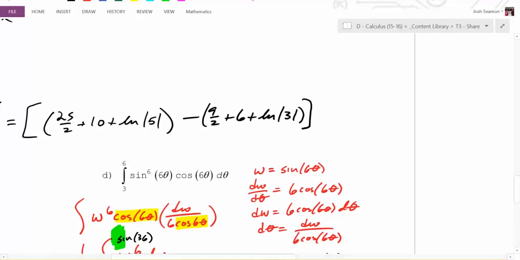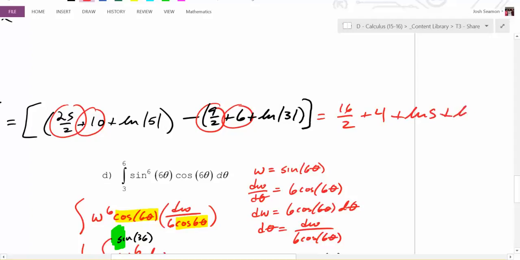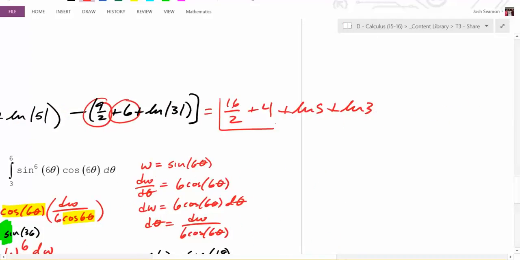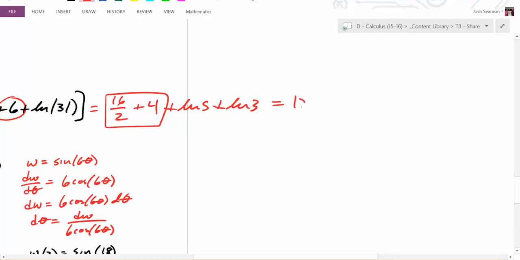And you can clean this up a little bit, right? You could clean it up. So what do you end up with here? You get 25 over 2 minus 9 over 2. So how many halves is that going to be? You're subtracting 9 over 2, so is that 16 over 2? And then you have, what, 10 and 6 is what? 10 minus 6 is what, 4? So we took care of that, and this. Plus ln 5 plus ln 3. Well, what's 16 over 2? So what is that going to be? 12 plus ln 5 plus ln 3.